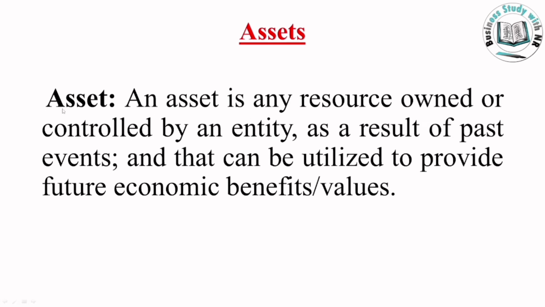And the next is asset. An asset is any resource owned and or controlled. What is meant by controlled? For example, you have an asset on lease whose control is with you. That will be considered as assets by an entity or a business as a result of past events, and that can be utilized to provide future economic benefits and values to the business. For example, you purchase a building for business, purchase a machinery for business, and purchase any other asset for business that can be utilized to provide future economic benefits.